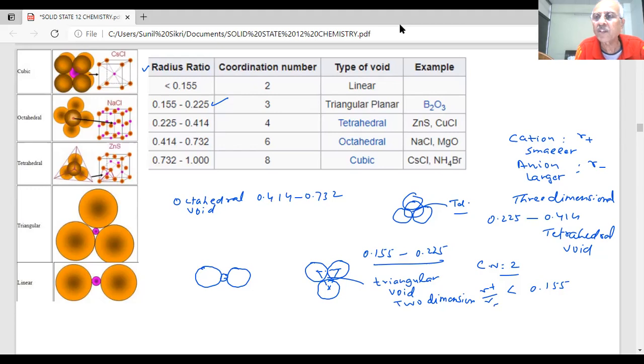Three, you have just seen 3 and 3, 6. You have seen the shape of the octahedral. So that space, that gap, that void is bigger than this, students. What is the value for the octahedral? It is more than 0.414. It goes from 0.414 to 0.732. Up to a radius ratio of 0.732, the smaller cation can go in the octahedral void.